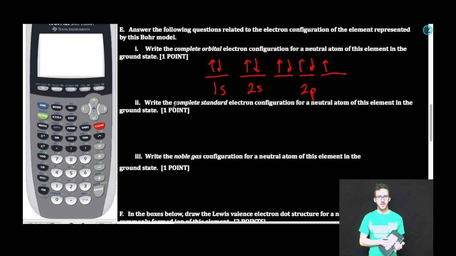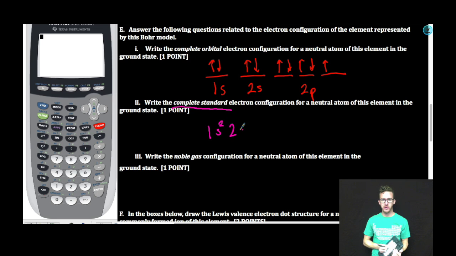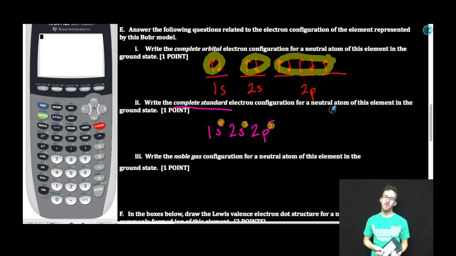Next, let's write the complete standard electron configuration for a neutral atom of this element in the ground state. We're just going to take our orbital notation and convert all those arrows to superscripts. 1s2, 2s2, 2p5. 2 from the 1s, superscript 2. 2 from the 2s, superscript 2. 5 from the 2p, superscript 5.